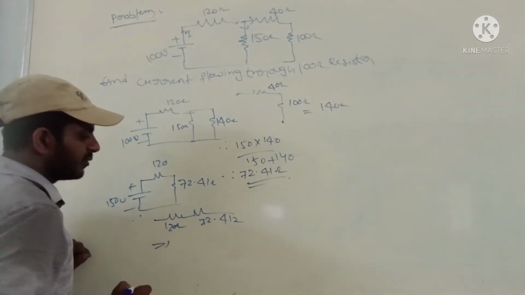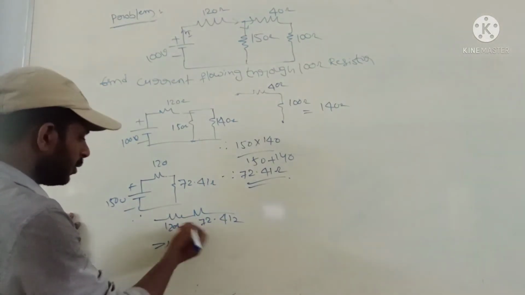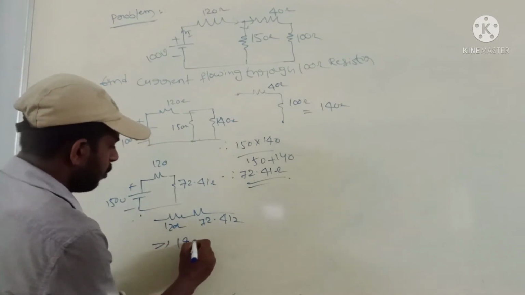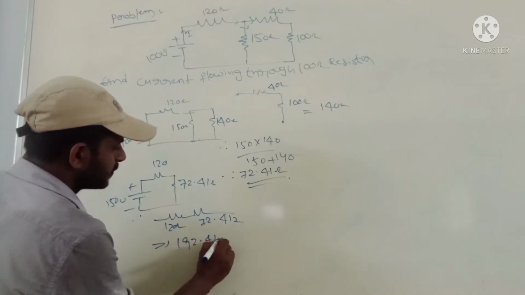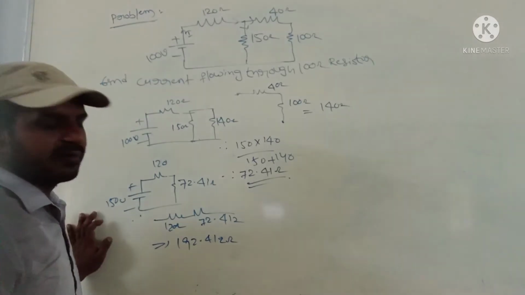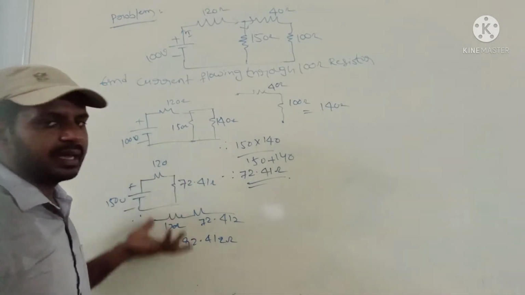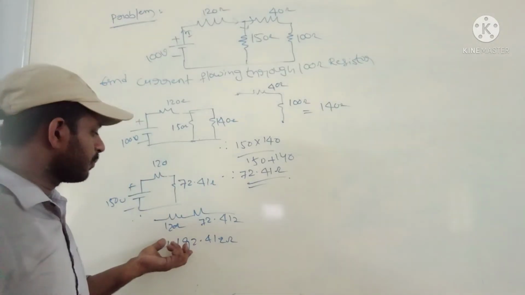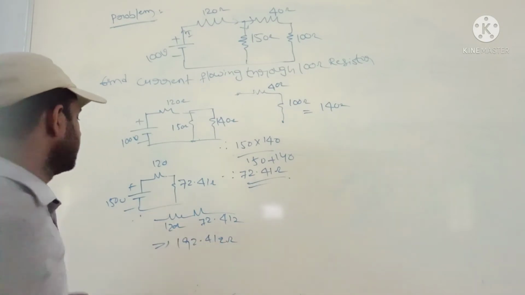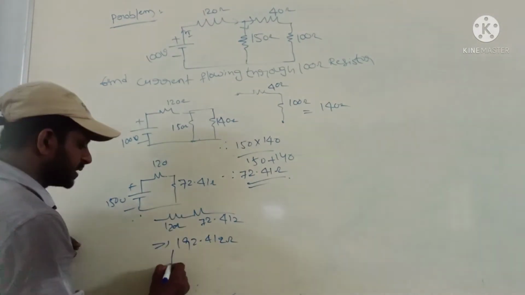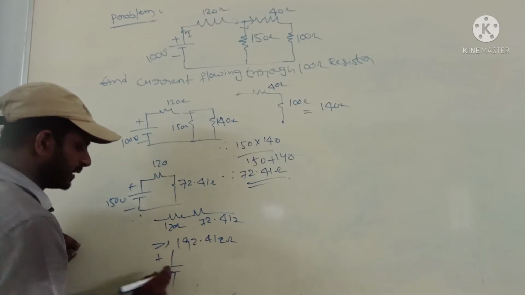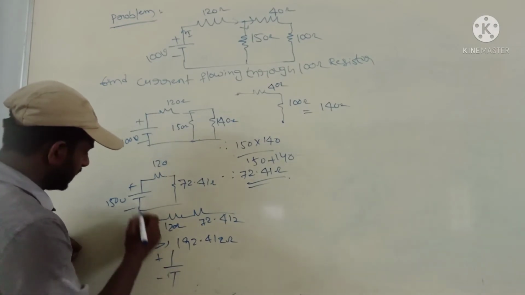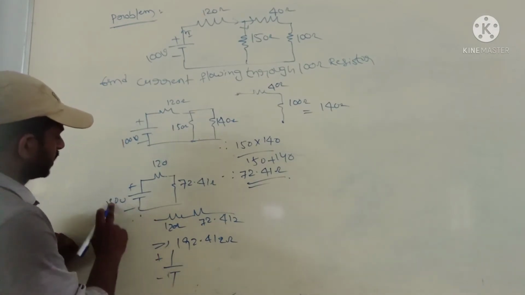So finally, what is the value we are getting here? 192.412 ohms from the entire circuit. And the final representation can be represented like this. This is the battery, which is given as 100 volts.